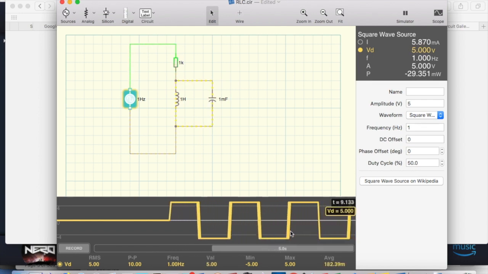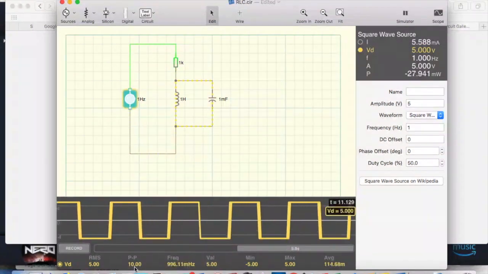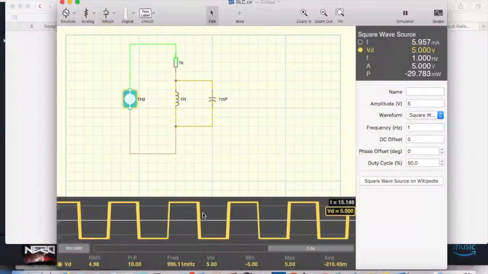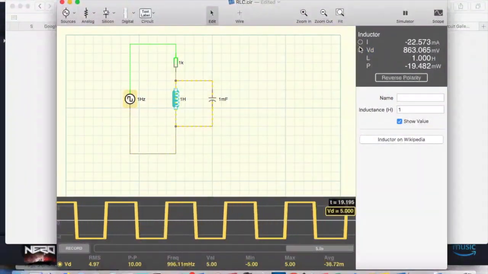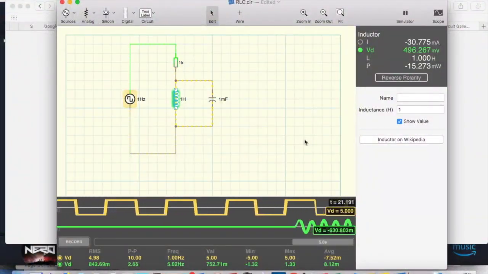Okay, there's 1 hertz. You notice here the peak-to-peak value is exactly 10 volts. That's good. 5 volts above, 5 volts below. And now let's look at this part of the circuit here. So let's look at the inductor voltage.